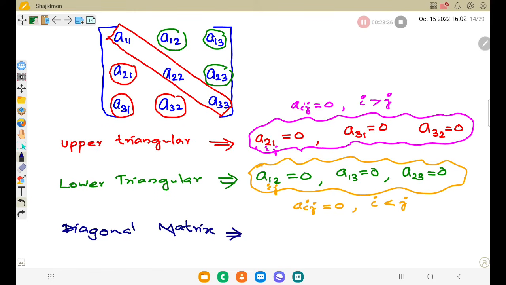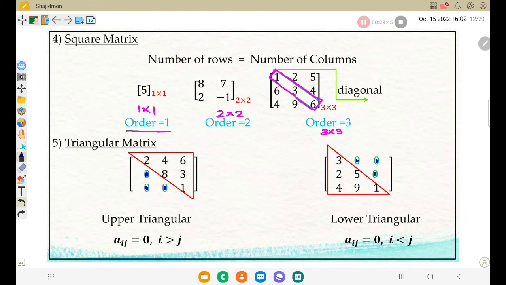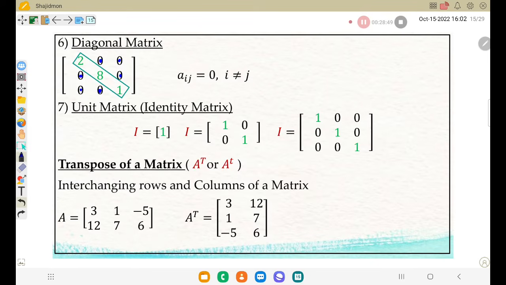Diagonal matrix means the upper portion is all 0 and the lower portion is all 0. So the only non-zero numbers are A11 and so on along the diagonal. I showed one example here. See, we only have numbers on the diagonal. Upper numbers are 0, lower numbers should be 0.